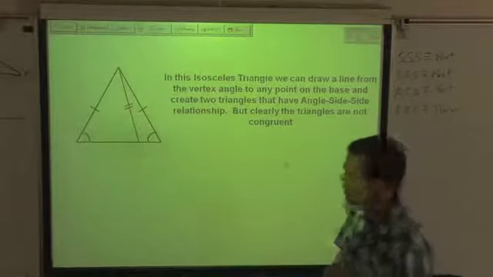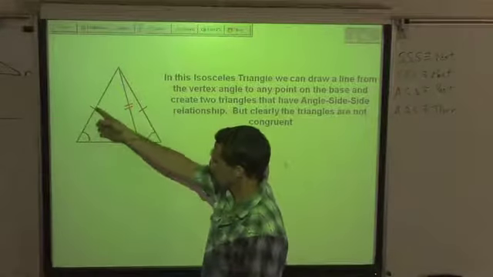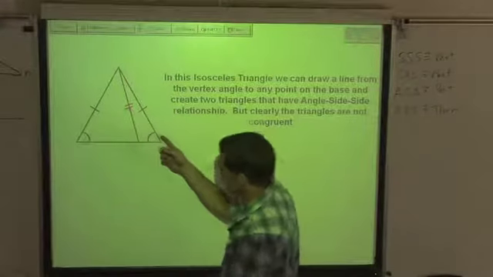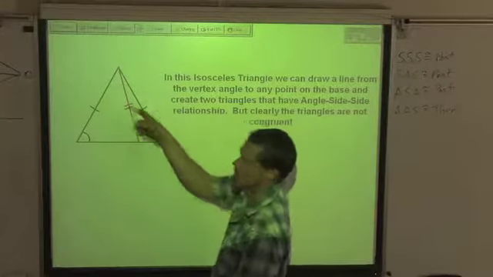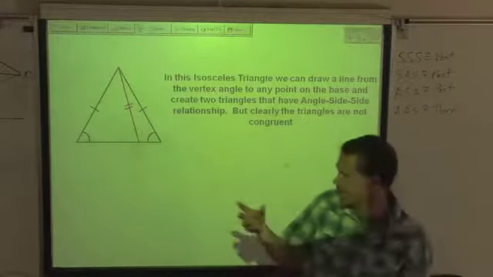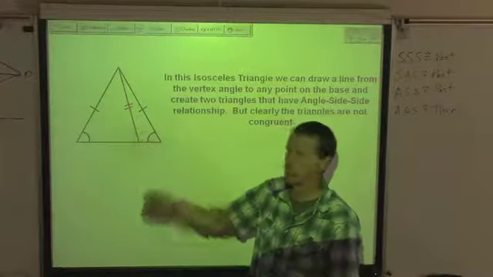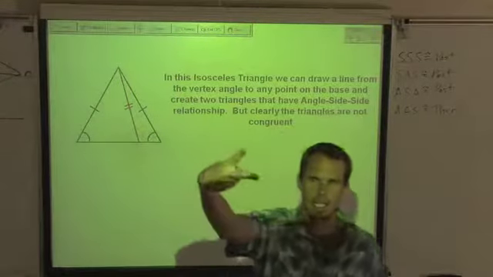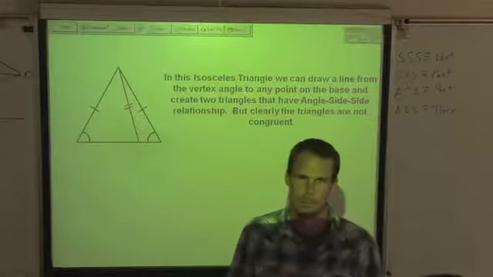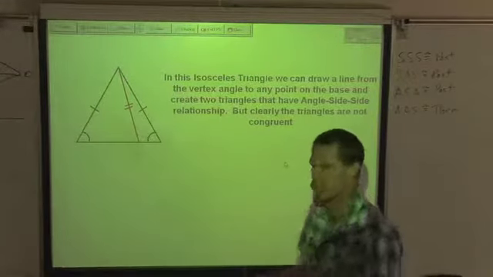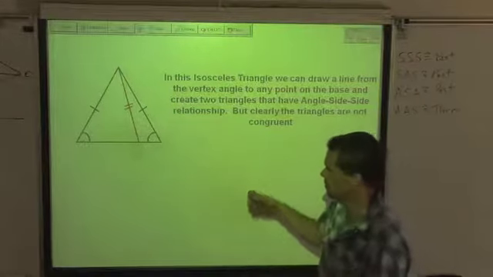Let's move the line. Do we have the same thing? Angle, side, and then a side. And this triangle has the exact same angle connected to the exact same side, connected to the exact same side. Again, 2 triangles, 1, 2, that have the same angle connected to the same side, connected to the same side. Not congruent.